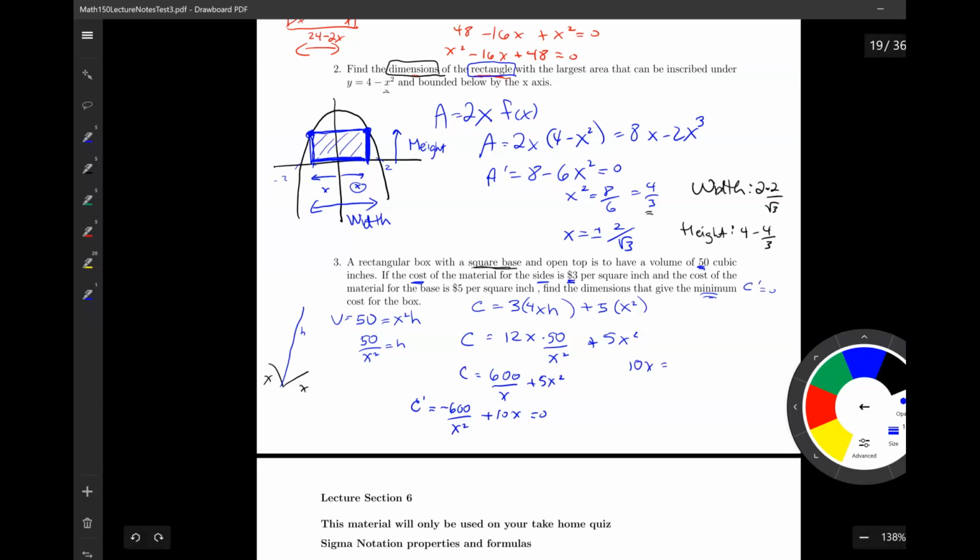So I get 10x equals 600 over x squared. X cubed equals 60 by cross multiplying. So x is equal to the cube root of 60. So that's the x, that's the width of the base, and so now use this to find out what the height is. So in for x, I'm putting 60 to the 1/3, so I get 60 to the 2/3 for the height.